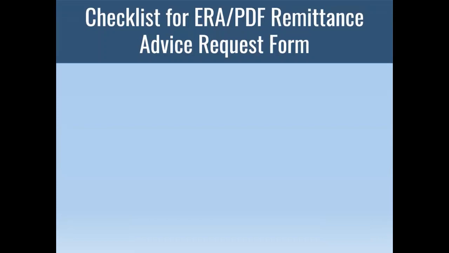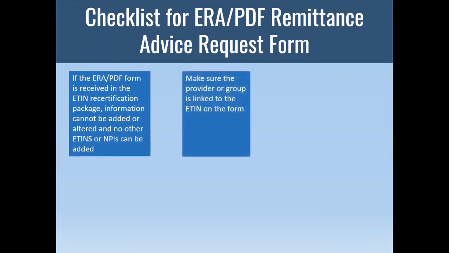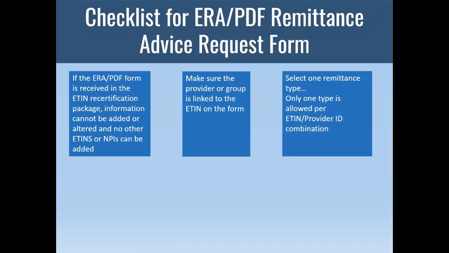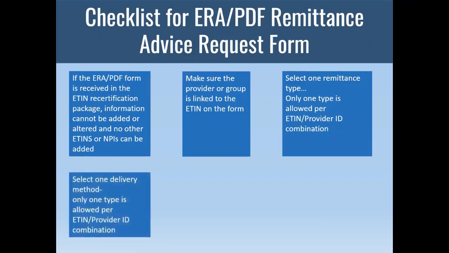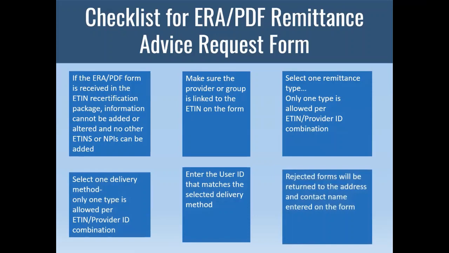Checklist for the ERA PDF Remittance Advice Request Form. If the ERA PDF form is received in the ETIN recertification package, information cannot be added or altered and no other ETINs or NPIs can be added. Make sure the provider or group is linked to the ETIN on the form. Select one remittance type. Only one type is allowed per ETIN provider ID combination. Select one delivery method. Only one type is allowed per ETIN provider ID combination. Enter the user ID that matches the selected delivery method. Rejected forms will be returned to the address and contact information entered on the form.